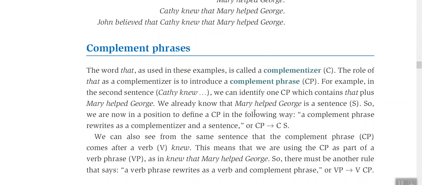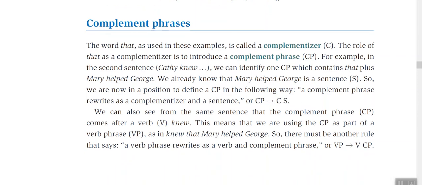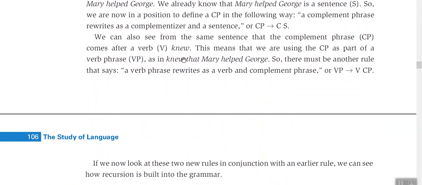We already know that Mary helped George is a sentence. So we are now in a position to define a CP in the following way. What is CP? A complement phrase rewrites as a complementizer plus a sentence. We can also see from the same sentence that the complement phrase comes after the verb knew. This means that we are using the CP as a part of the verb phrase, as in knew that Mary helped George. So there must be another rule. So we have here another rule: a verb phrase rewrites as a verb and a complement phrase. VP, V CP.